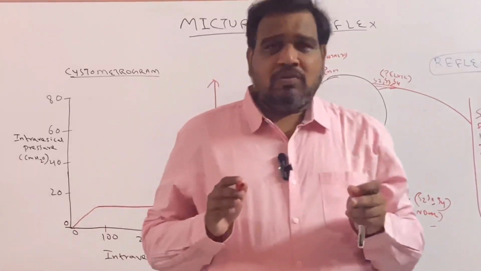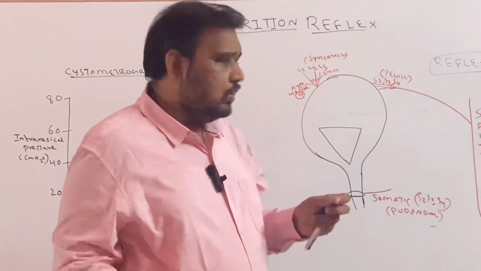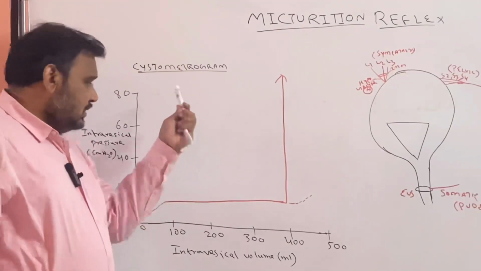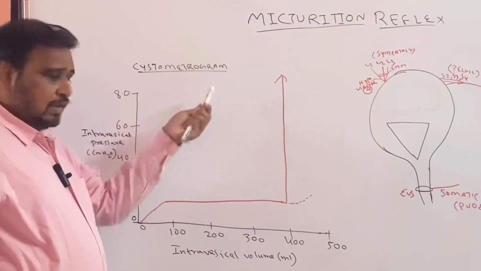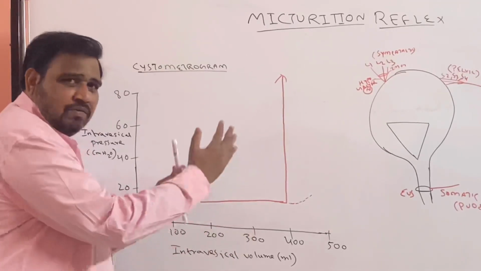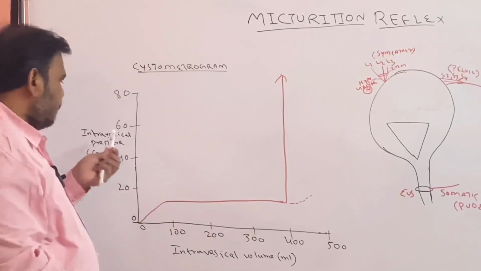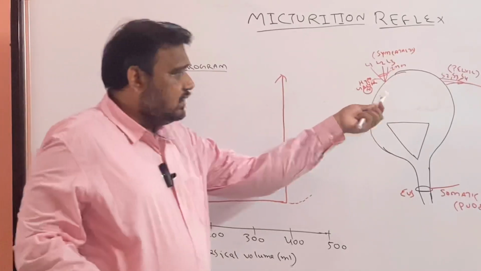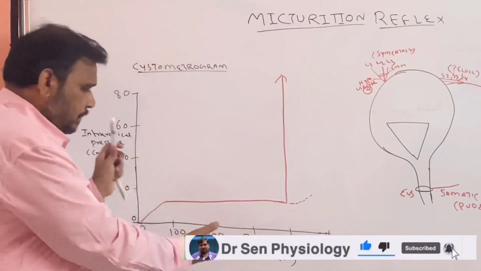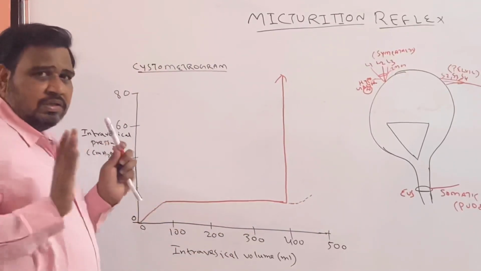Now, before going to the micturition reflex, I will explain the cystometrogram so that it will be easy. See here, this is a graph, the cystometrogram, and it is nothing but the relation between intravesicular volume, that is the volume in the bladder, and the intravesicular pressure, the pressure within the bladder. The relation between the two values is called the cystometrogram.